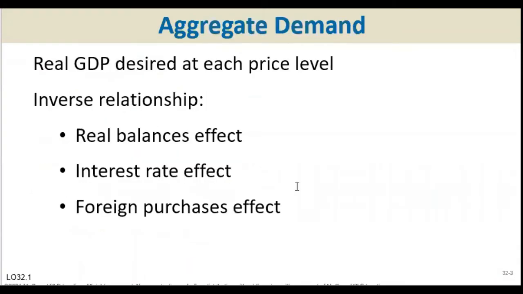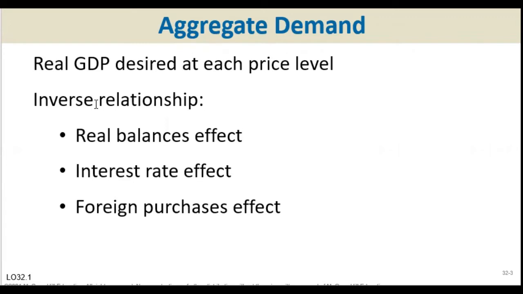So what is aggregate demand? Aggregate demand is a schedule that shows you the various amounts of real domestic output that domestic and foreign buyers desire to purchase at each possible price. The aggregate demand shows you the inverse relationship between the price level and the real domestic output.